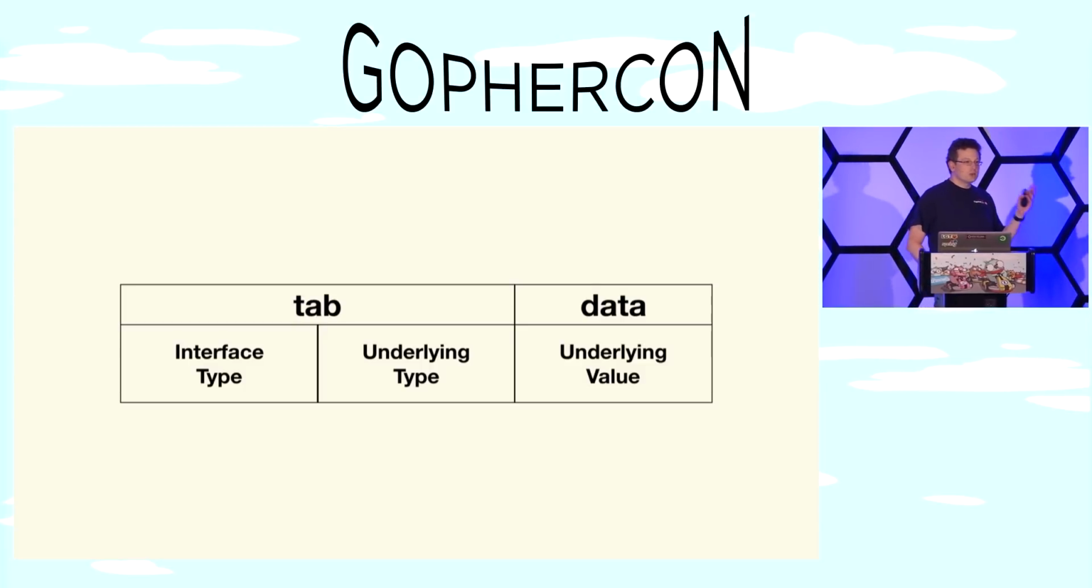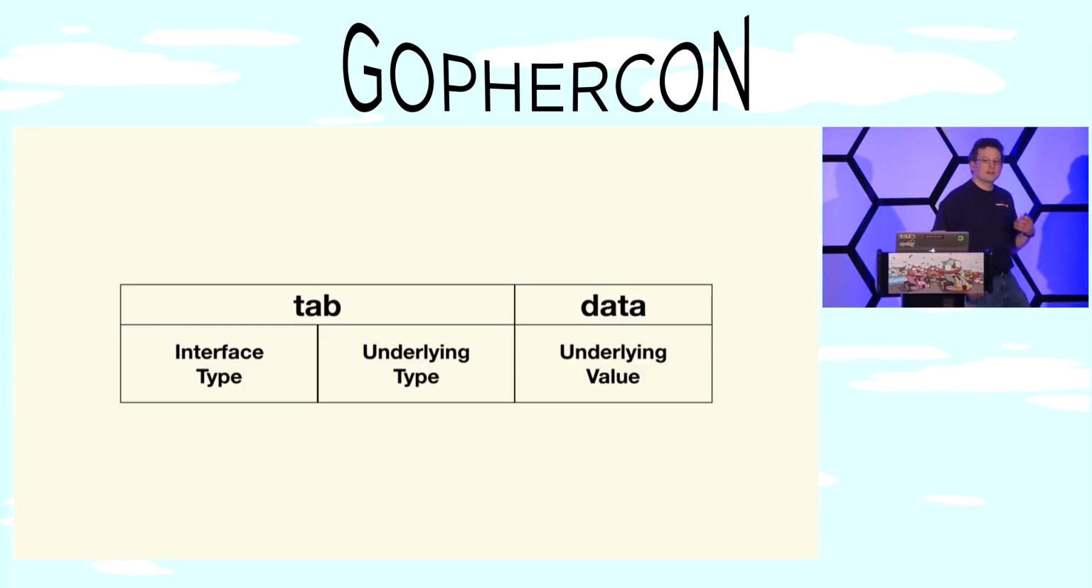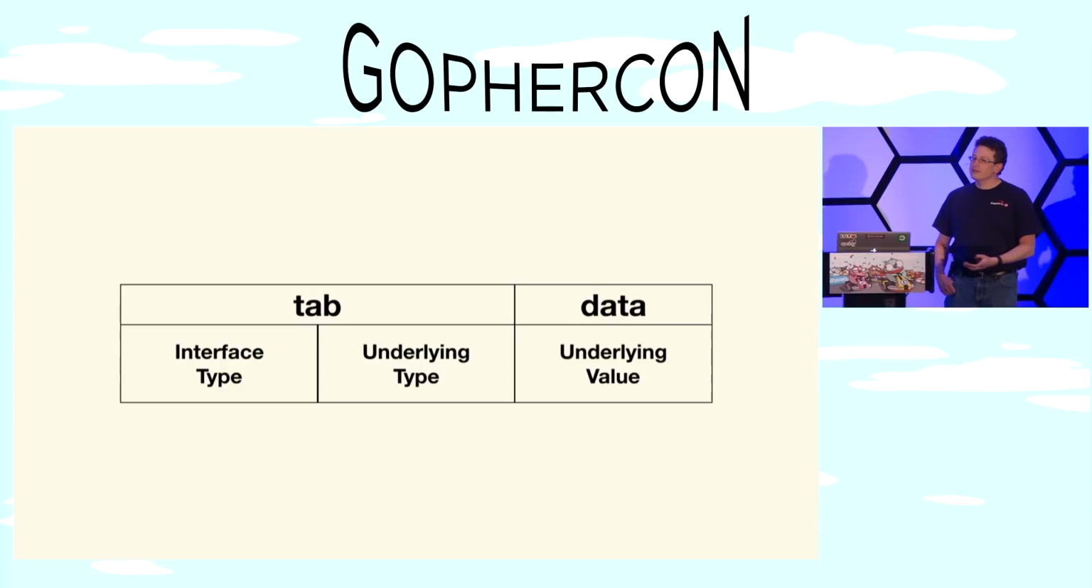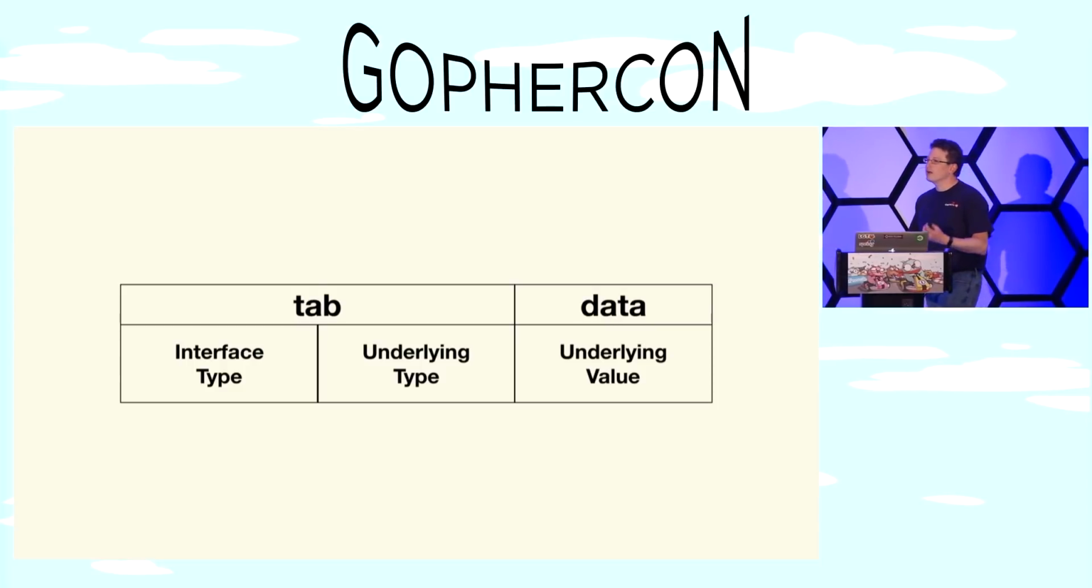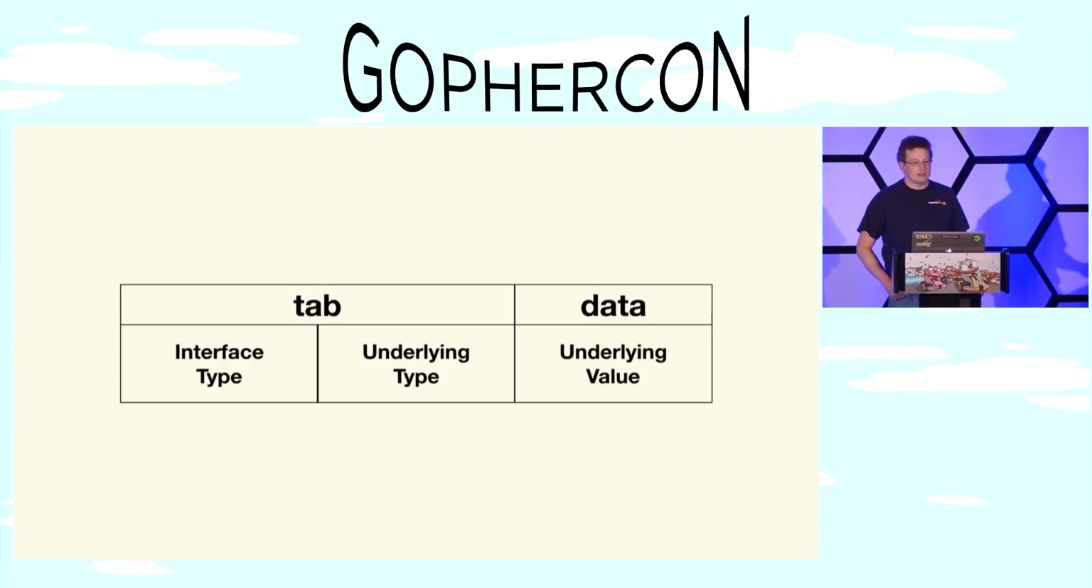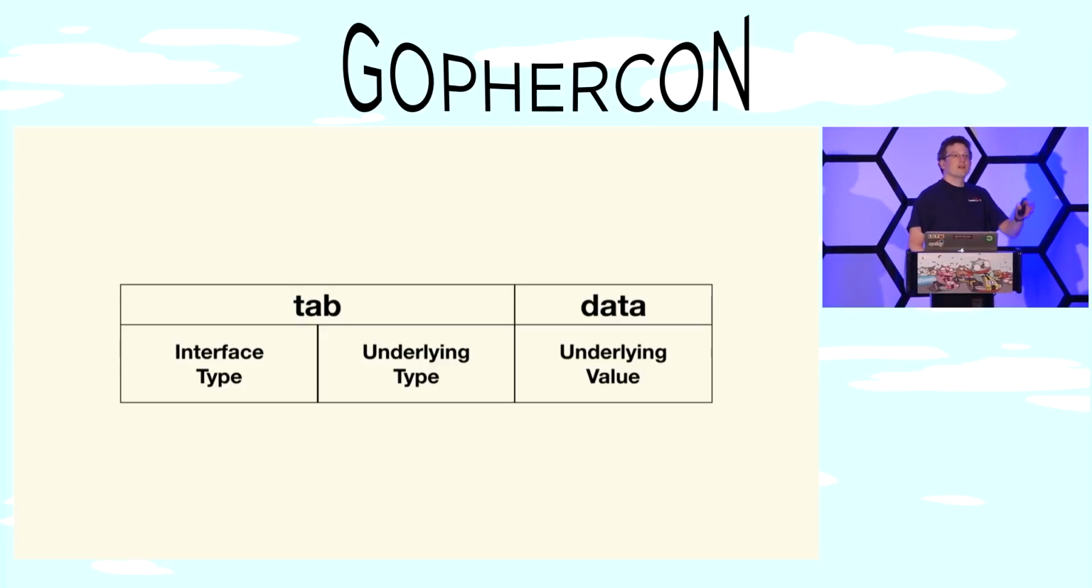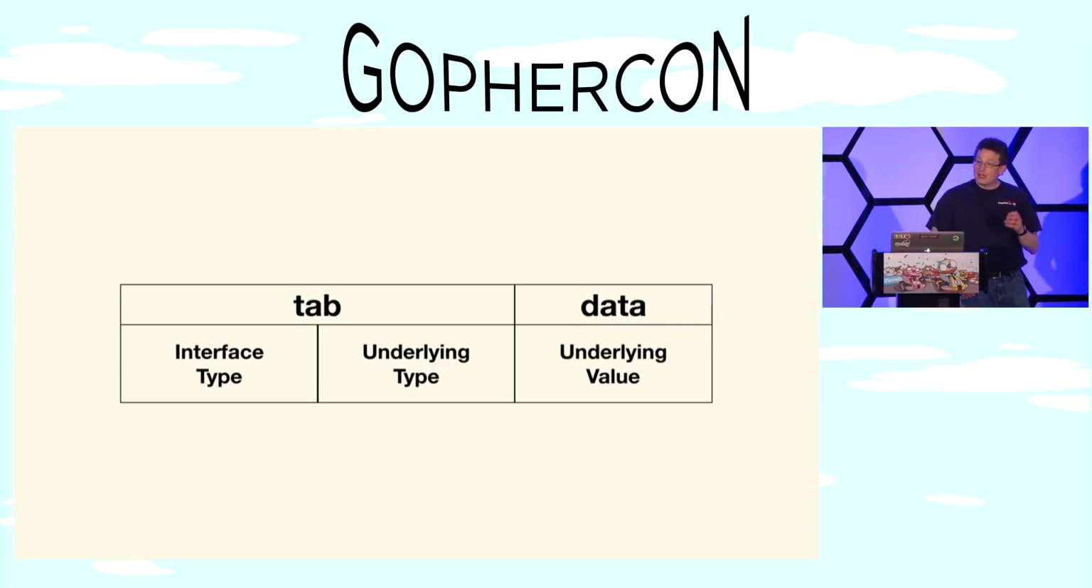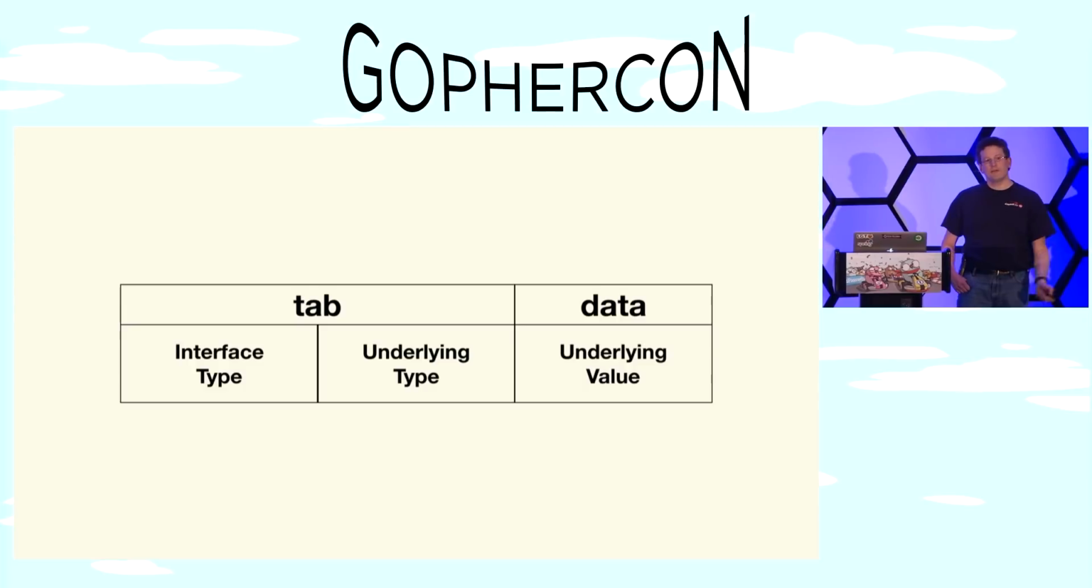The tab consists of two parts: an interface type, which is the list of the methods that define the Go interface, and the underlying type, which is the concrete type of the value that's been assigned to the interface. And the data part of the interface is that value for the interface. Given this, let's see how nil works with interfaces.